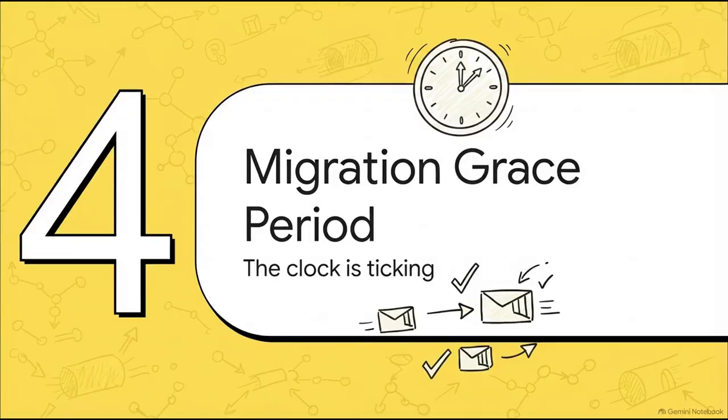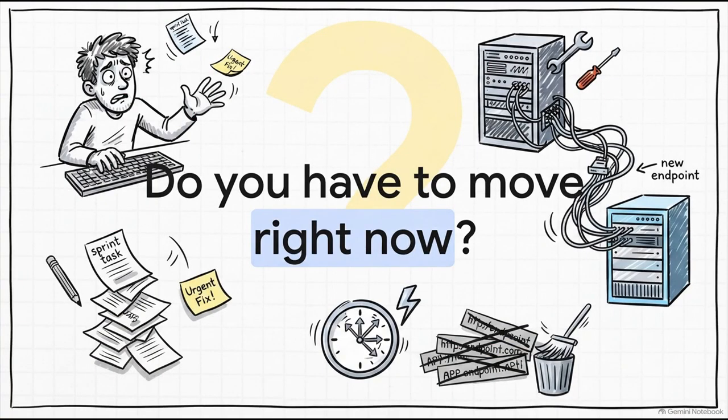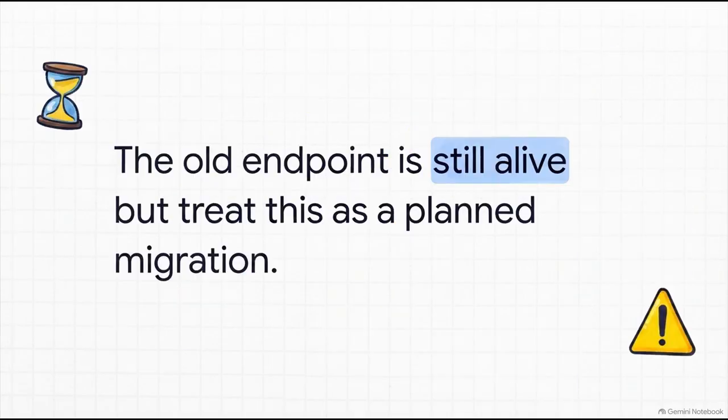All right, let's lower the blood pressure a bit for Section 4, the migration grace period. Because yes, the clock is ticking. Whenever an API shifts homes like this, the absolute biggest question in the room is always about timelines. Namely, do you have to move right now? Do you need to drop everything, completely abandon your current sprint, and push an emergency fix? It's pretty much the universal developer reaction when facing an undocumented breaking change. Well, the short answer is no, but, and it's a really big but, the clock is ticking.